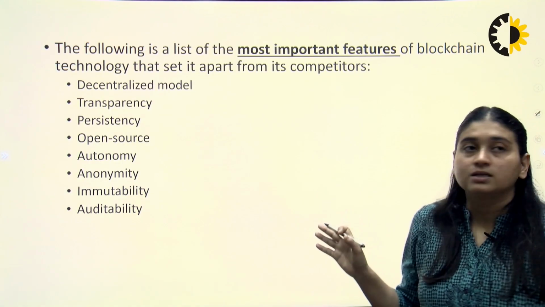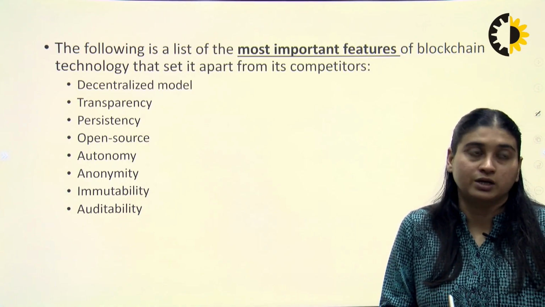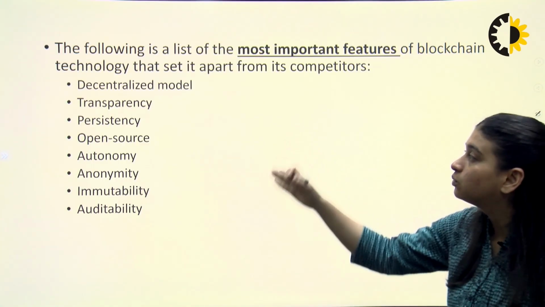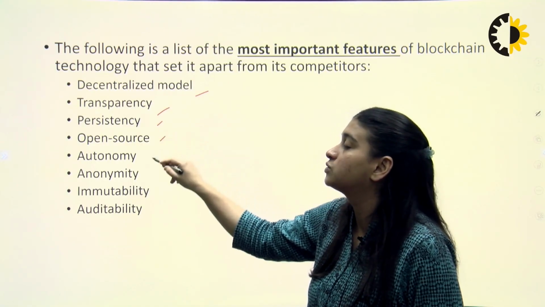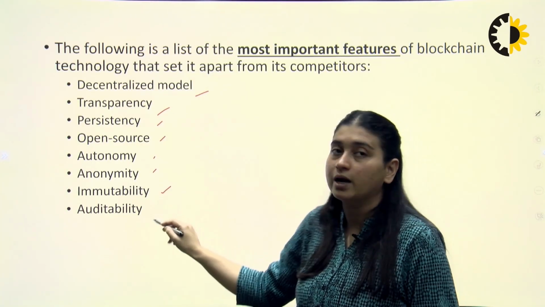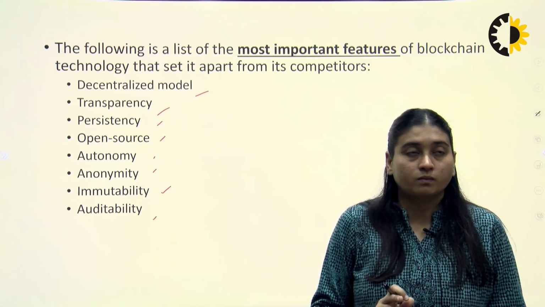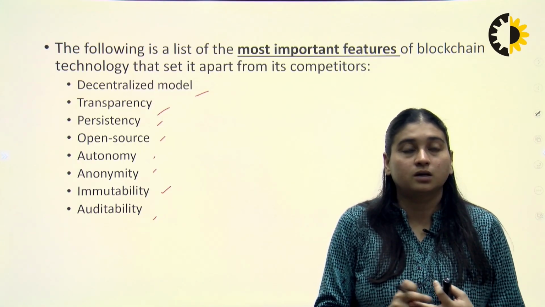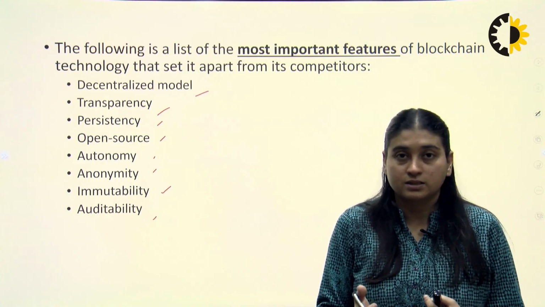The following is a list of the most important, core features of blockchain technology that set it apart from its competitors. And we have the whole list: decentralized model, transparency, persistency, open source, autonomy, anonymity, immutability, and auditability. So this is it for today. We'll discuss these core features of blockchain in the next session.